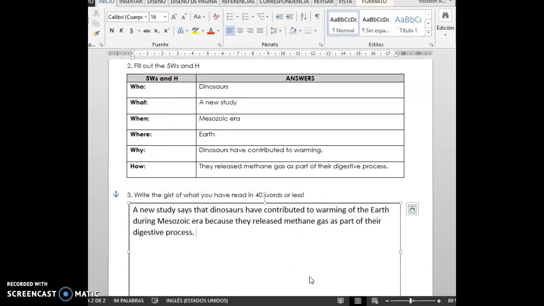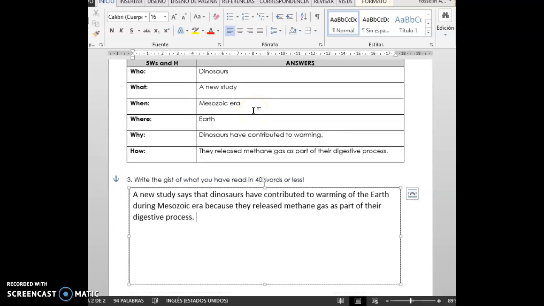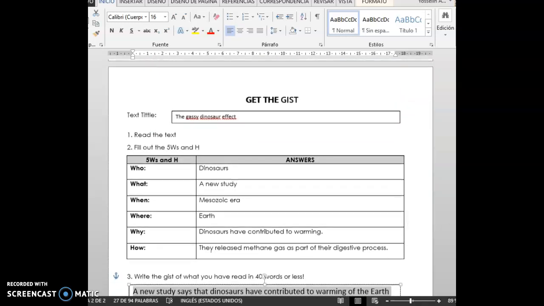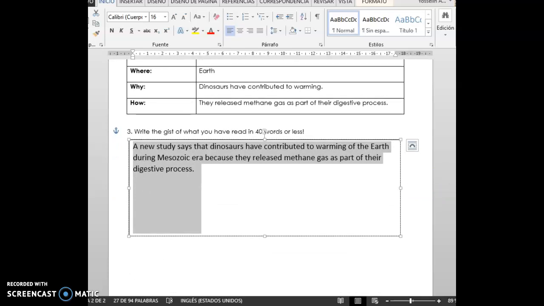I just joined all those ideas together. You can do it in the way that you find better, okay? The way that sounds better for you. There is not a rule. The only thing is that you have to put all those ideas together in just one. And I have this. How many words do I have? 27. So it says 40 words or less, so I already did it. I did it in a good way. I had my gist. And basically it's that: read an article, do skimming and scanning to find out the specific answers for the questions who, what, when, where, why, and how, and then put together all those answers into just one big idea, and that is the gist.